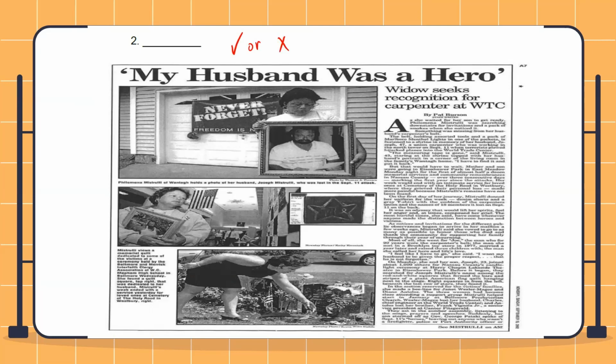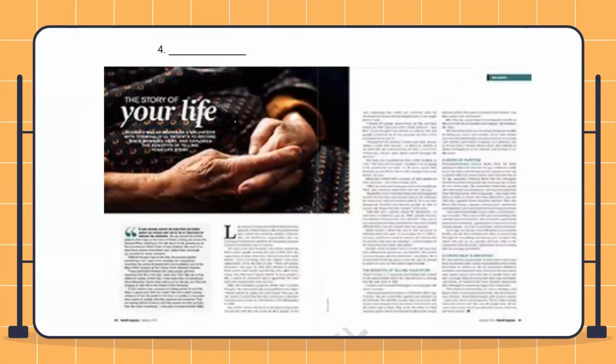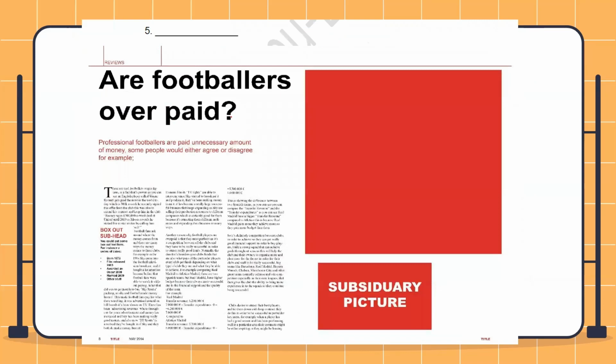Number 3, is this a feature article or not? Again, put a check mark or an X mark. Okay, number 4, the story of your life. Is this, based on the title alone, a feature article? A check mark or an X mark? Write your answer. Number 5, are footballers overpaid? Again, if this is a feature article, put a check mark. If it is not, you can put an X mark.